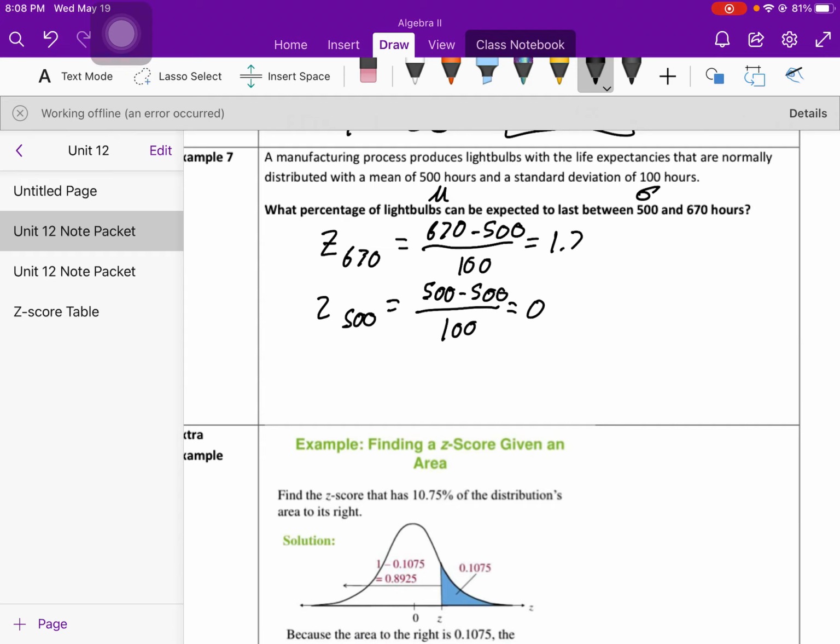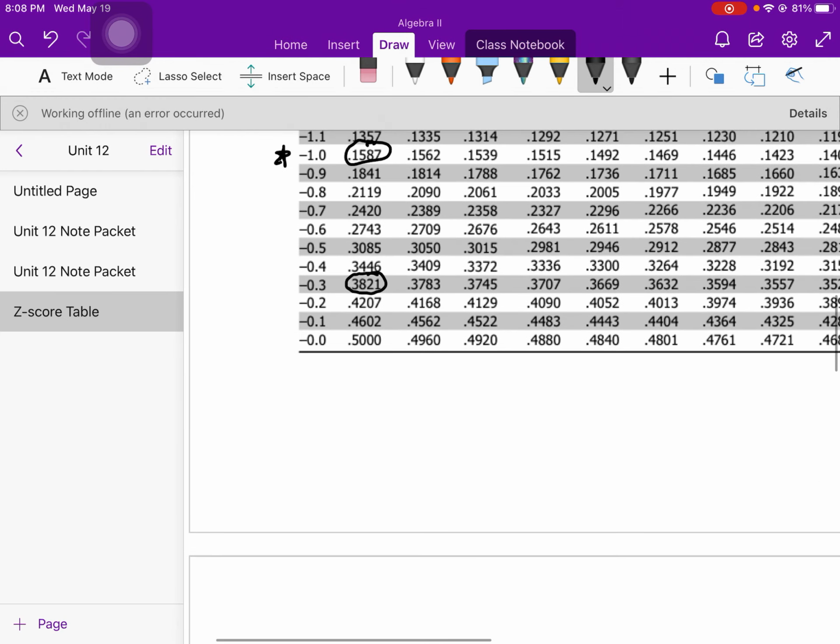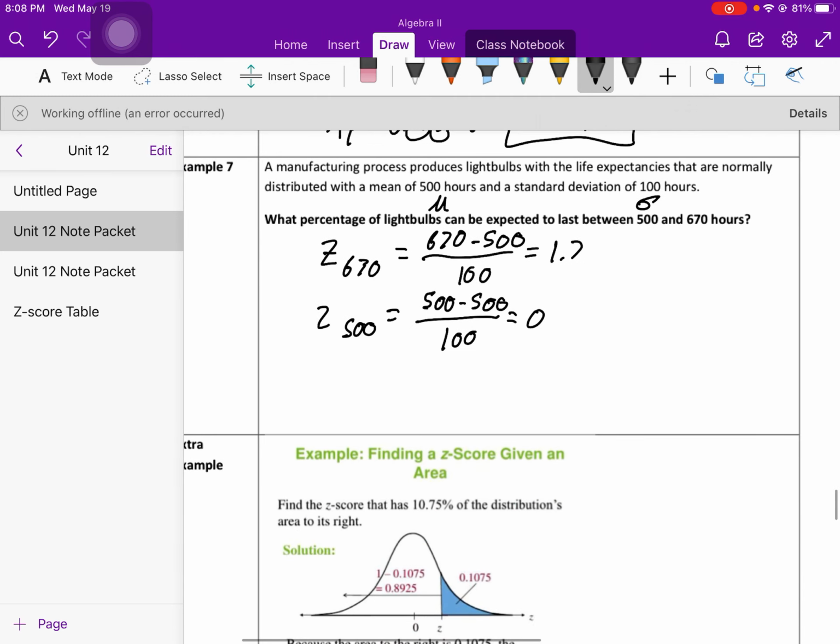And then we need to find the areas for both of these. Now, the 0 one, you might just know right off the top of your head. And once you get to the z table, it'll make sense. 0, the first number, is 0.5, because that's 50%, because that's directly in the middle. So on either half of it, it's just 50%. So that one's kind of nice. So I'm going to write a of 500 is 0.5. You could put the zeros, but you don't need to.